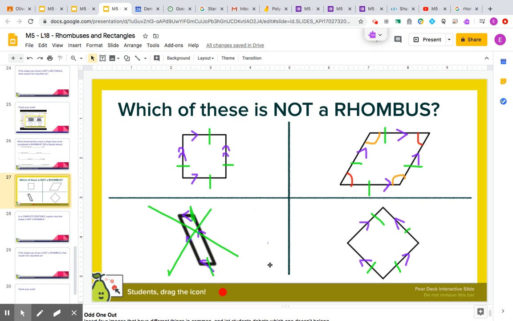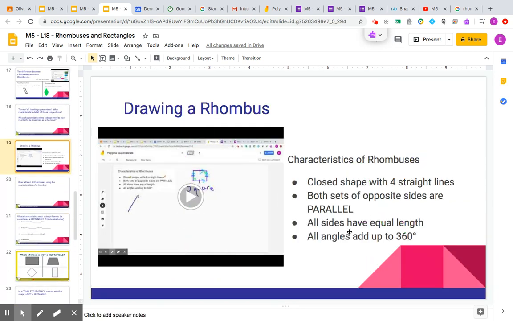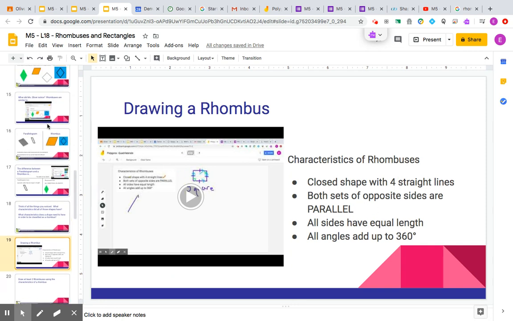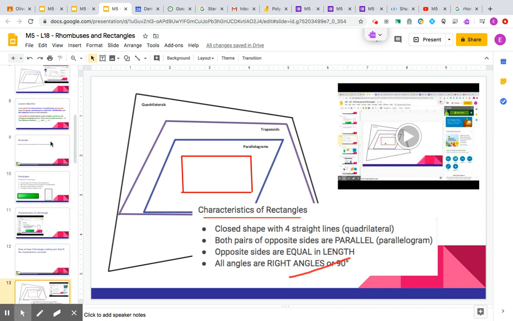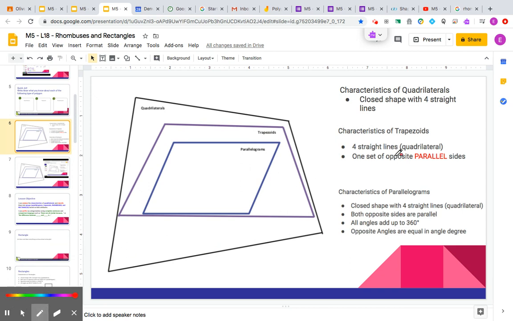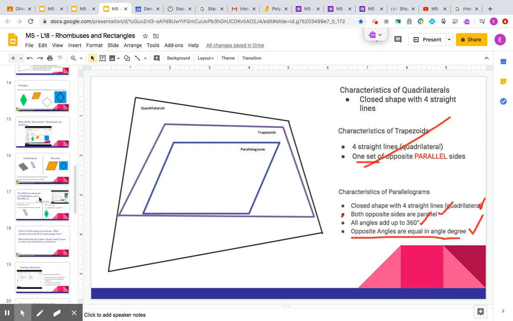However, this cannot be a rectangle because my angles are not 90 degrees. So, what is it? Can't be a rectangle, can't be a rhombus. I'm looking back through my notes to check. Not a rectangle because it's not 90 degrees. Let's go back to our other characteristics and see. I know it's not a trapezoid because it has two sets of parallel sides, not one set. But look here. Both opposite sides are parallel. Check. I have four sides. Check. All angles add up to 360. That's true. Opposite angles are equal in degree. Guys, I think we found it. Our shape is a parallelogram.